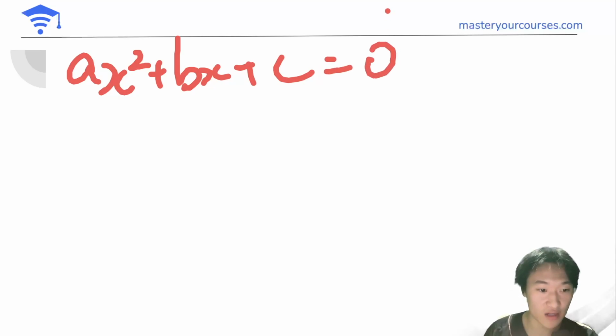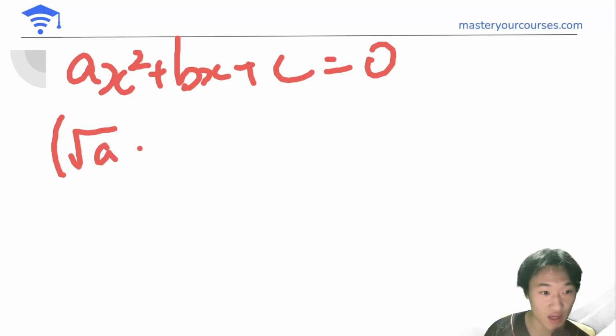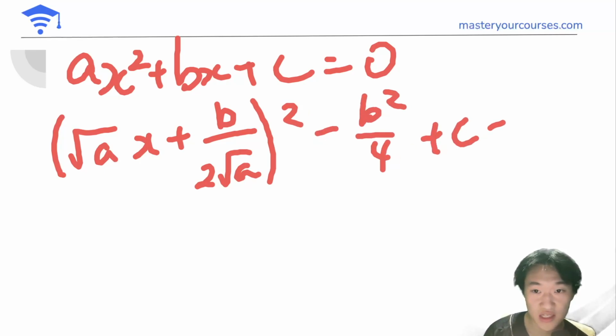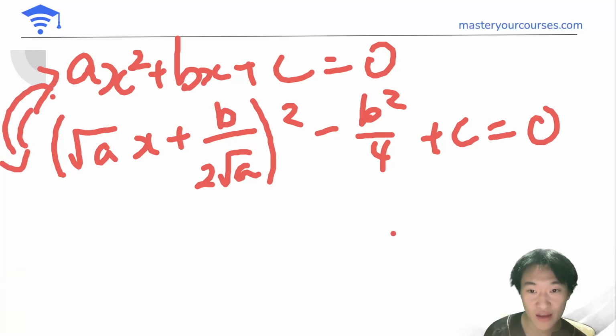Completing the square is basically an equivalent way to rewrite this general equation into the following form: square root of a times x plus b over 2 square root of a, to the power of 2, minus b squared over 4 plus c. This is actually equal to our original expression. Now that we have this form, we can continue with the simplification, which is done with just some simple algebra.